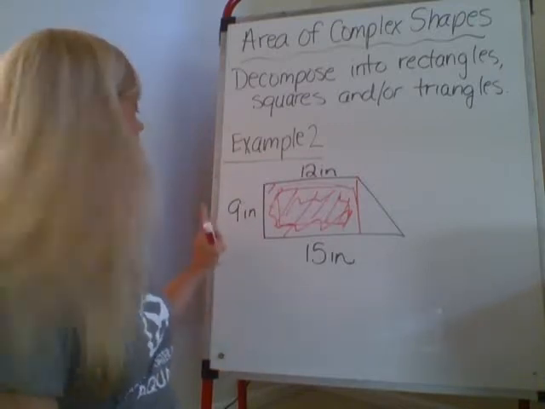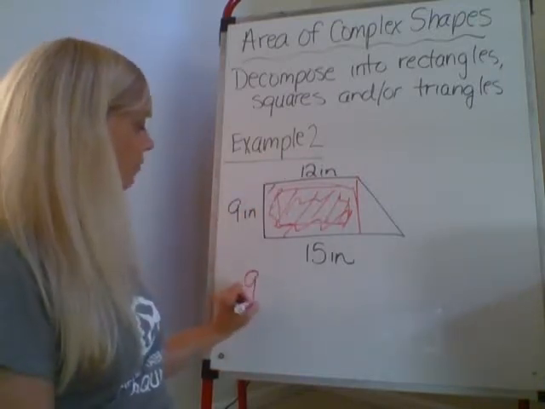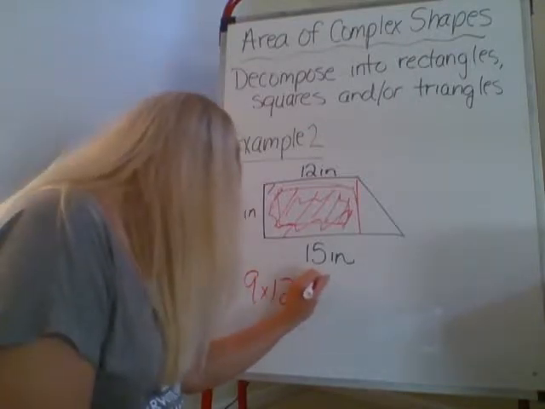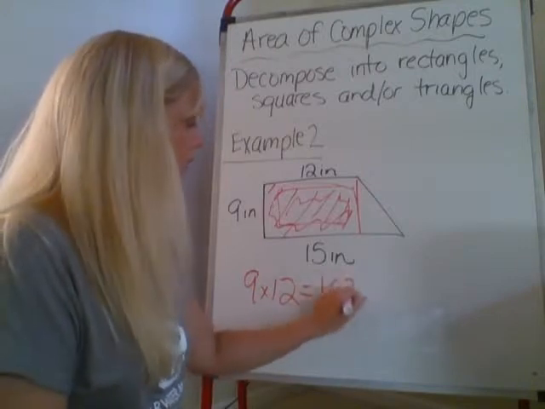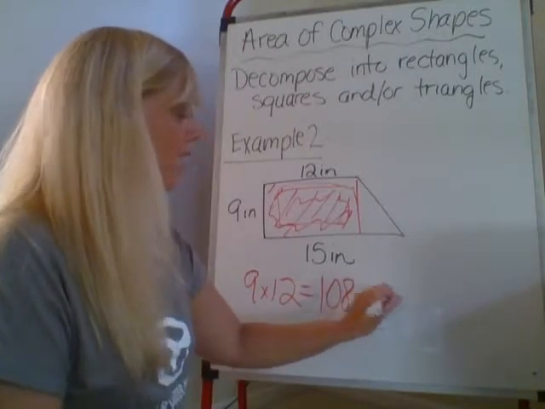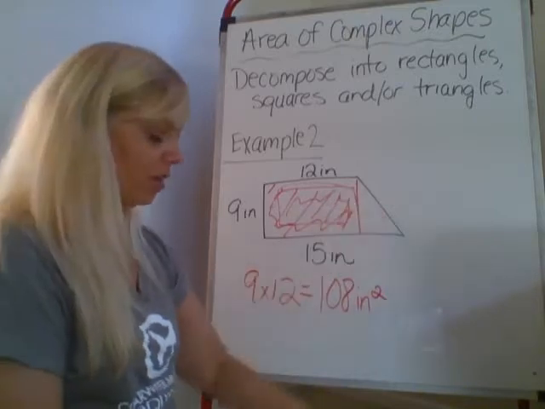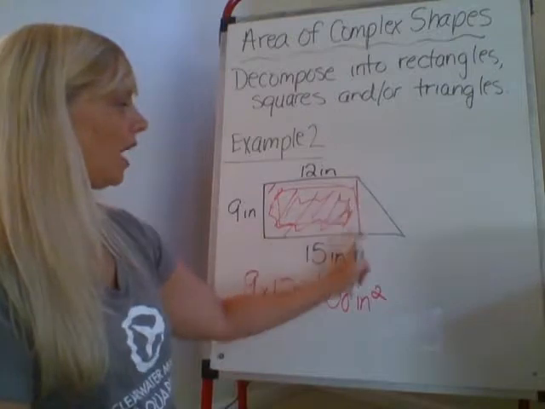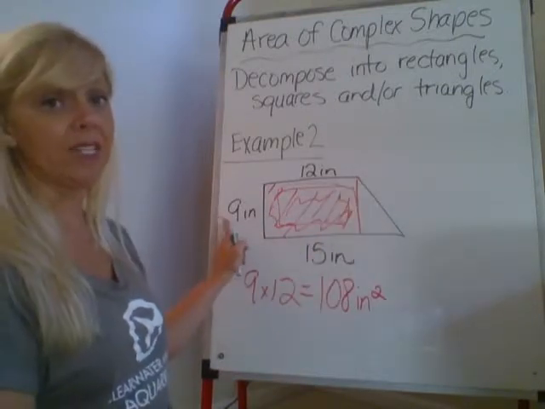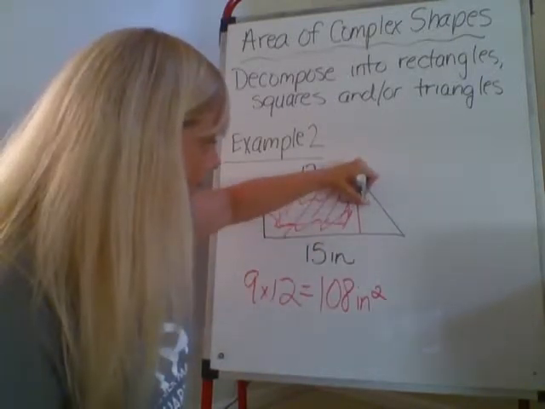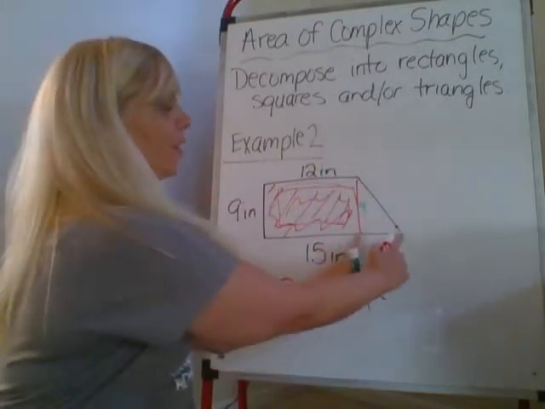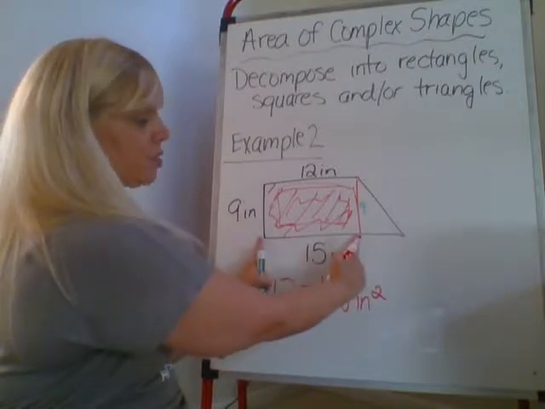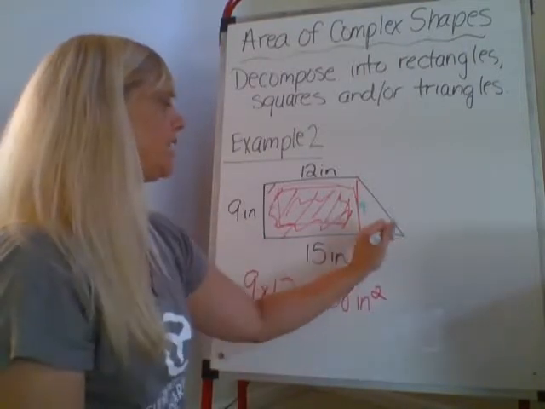Okay, I know my rectangle is going to be 9 times 12. So I'm going to put that in red to show that this part is my area, and that is 108 inches squared when I figured that out. So now I need to figure out this triangle piece. I know the height of my triangle is 9 because that's what it is over here. I need to figure out what this baby piece is. Well, if I know this whole thing is 15 and this is 12, 12 plus what makes 15?